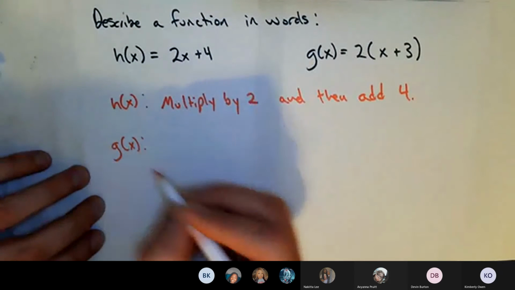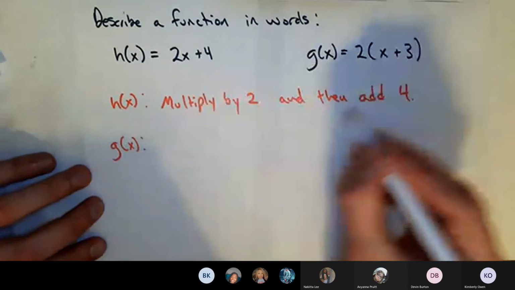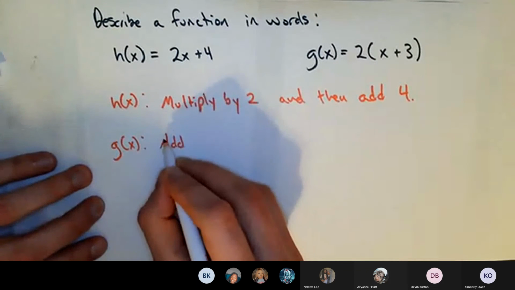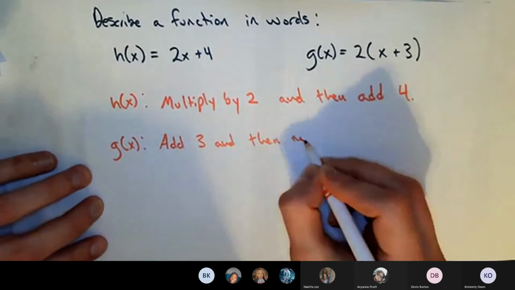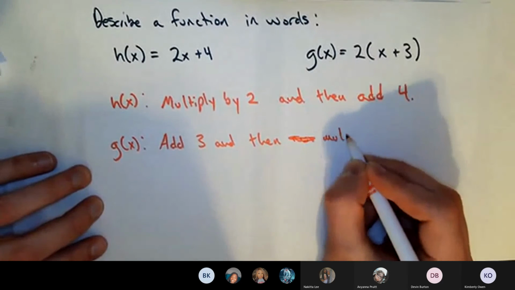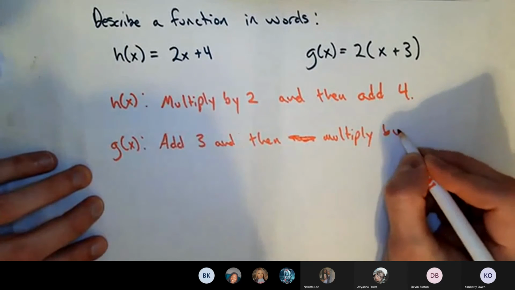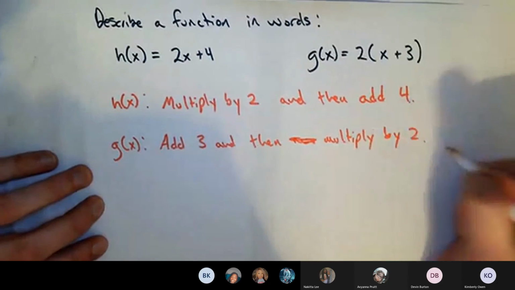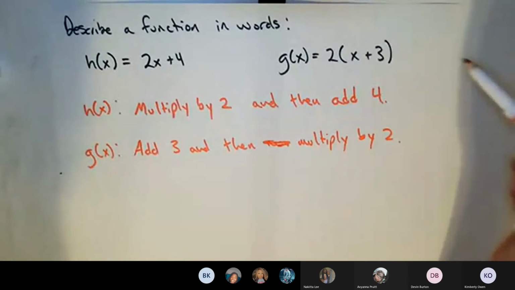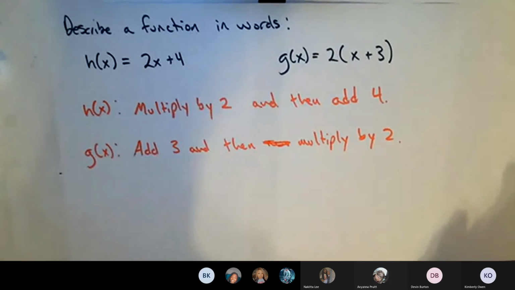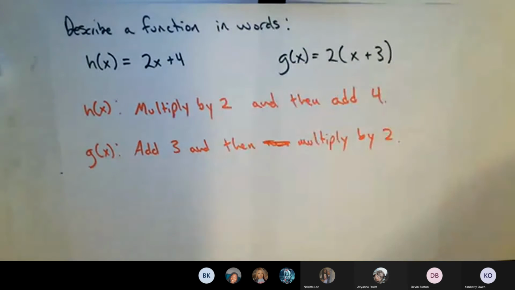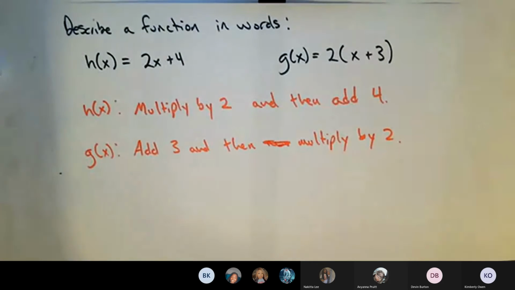g of x, on the other hand, order of operations is a bit different here because of the parentheses. We add 3 and then multiply by 2. Add the 3 and then multiply by 2. That's it for, let's not get too crazy with describing. I could write some really wacky functions and describing them in words could become really involved, but let's just leave it at that.